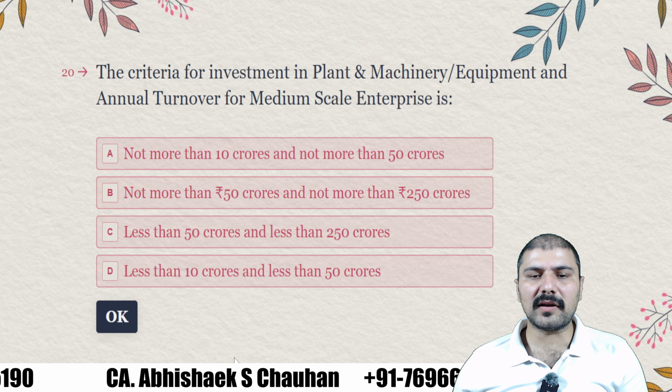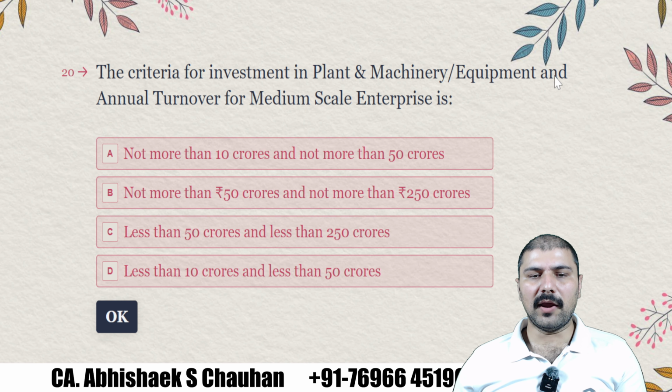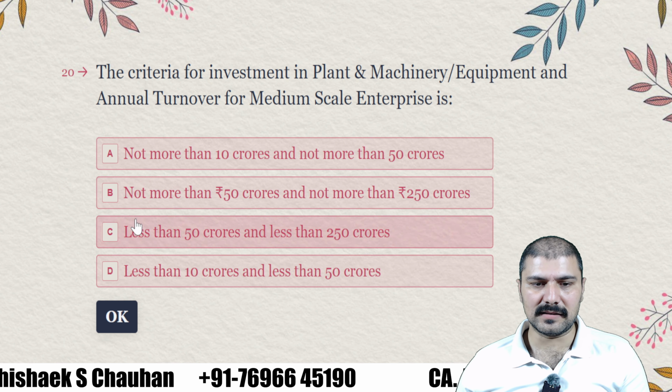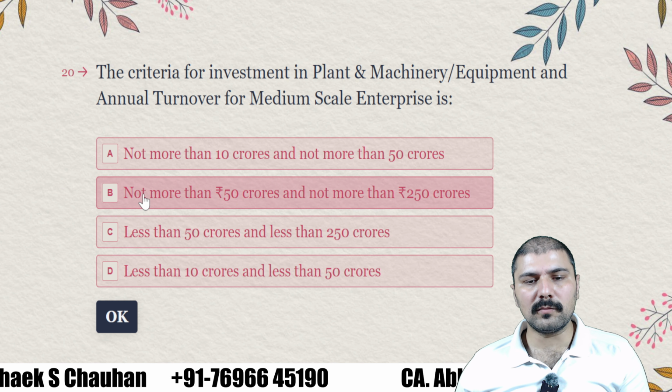The criteria for investment in plant and machinery, equipment, and annual turnover for medium scale enterprise is not more than 50 crores and not more than 250 crores. Right? The word exactly over here is does not exceed. Right? Does not exceed. We can say it less than or equal to, right? But here I have written the not more than, does not exceed is one and the same thing, but exact. Let's suppose 2 options you will get in the exam. Not more than and does not exceed. You will mark correctly as does not exceed because that is the exact wording of the notes in the classes also. We have discussed this point in detail.